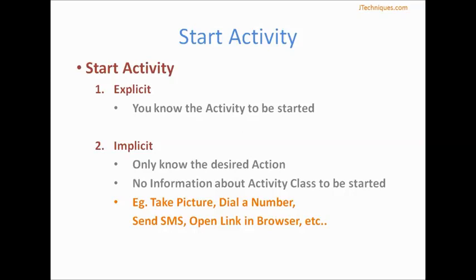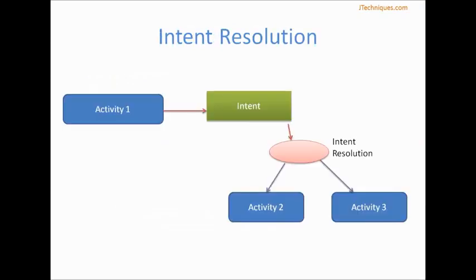For example, if I want to open a link in a browser, we do not know which activity class to open the browser. Or some other examples are to take a picture or dial a number, send an SMS to a number, etc. In this case, we use something called implicit intents. We only specify the action required and provide the data, and Android decides which activity to start. This process is called intent resolution.